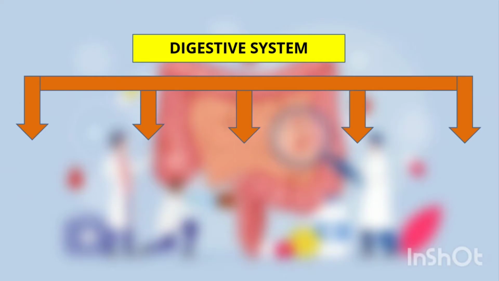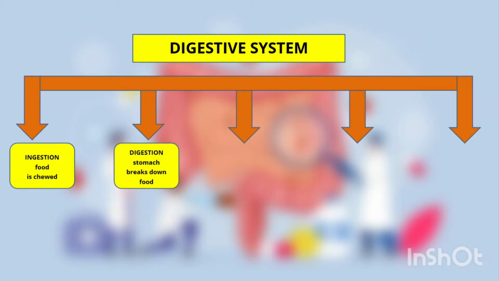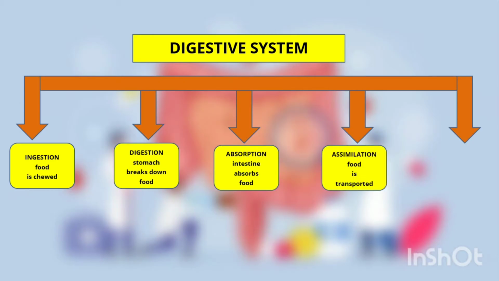Now we have here a diagrammatic representation of how digestion takes place. Ingestion is when the food is chewed. Digestion is when the stomach breaks down food. Absorption is when the intestine absorbs food. Assimilation is when food is transported. And excretion is when waste is expelled.